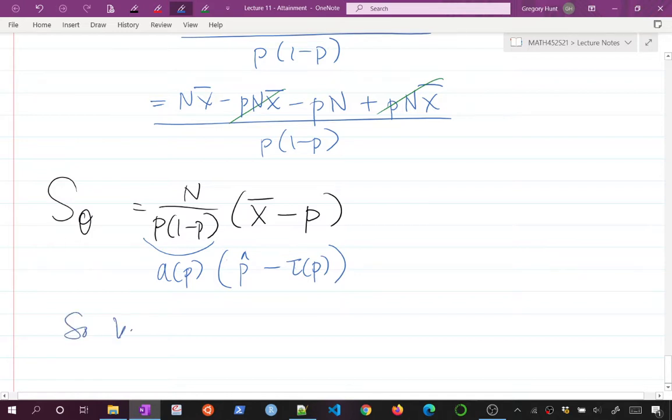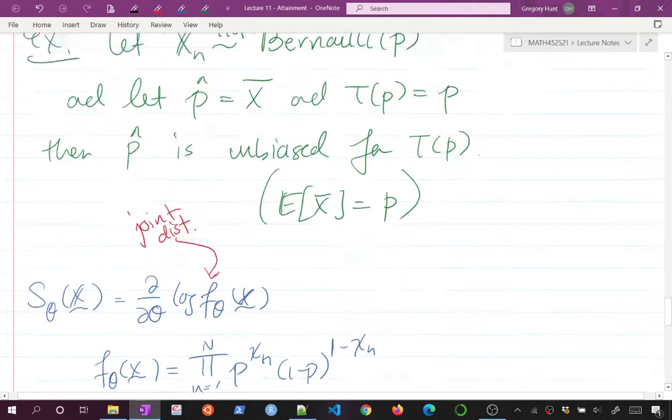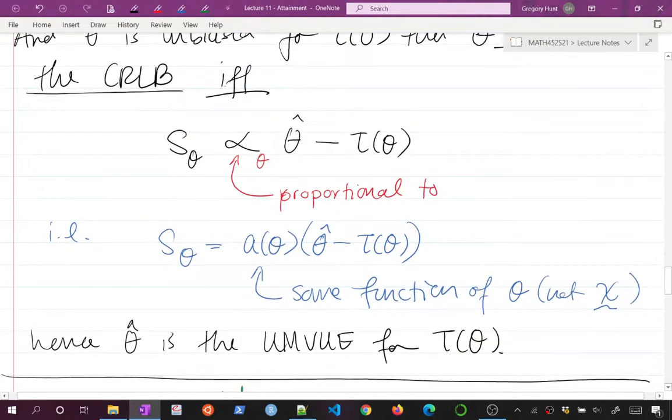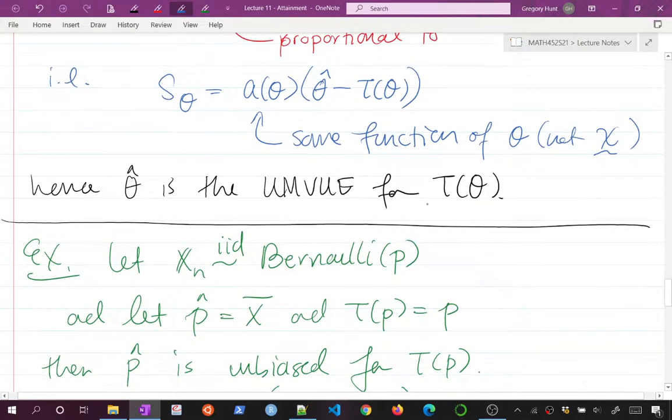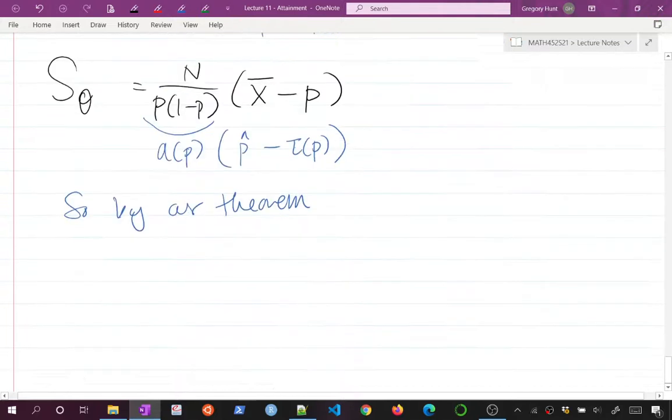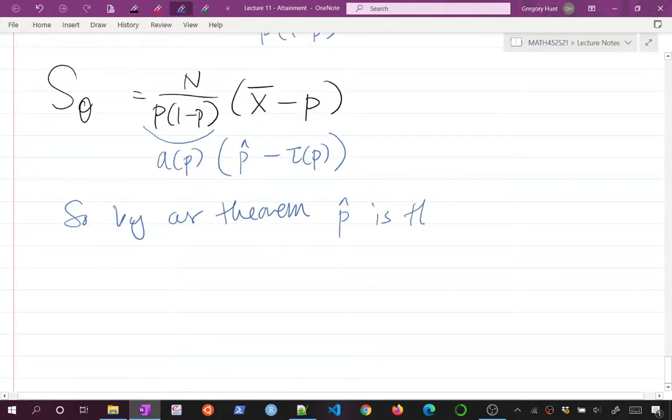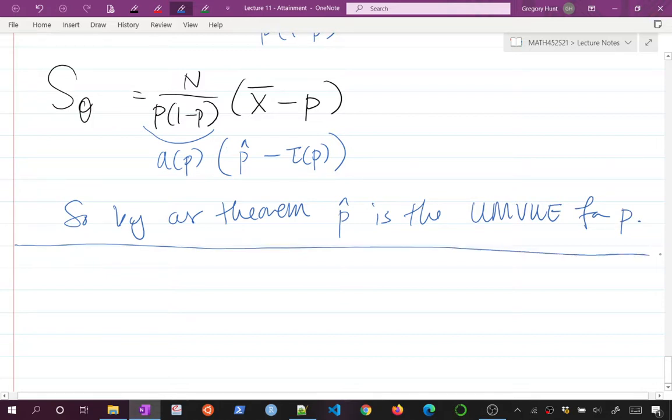So by our theorem, what does the theorem say? Well, on its face, the theorem says that if and only if this thing is true, which we just showed is true, this kind of proportionality, theta hat achieves the Cramer-Rao lower bound, and therefore it is the UMVUE. And so in our case, by our theorem, p hat is the UMVUE for p, let's say. So if I get Bernoulli data and I want to estimate the proportion p, the best I can do is x bar, or what I'm calling p hat here.